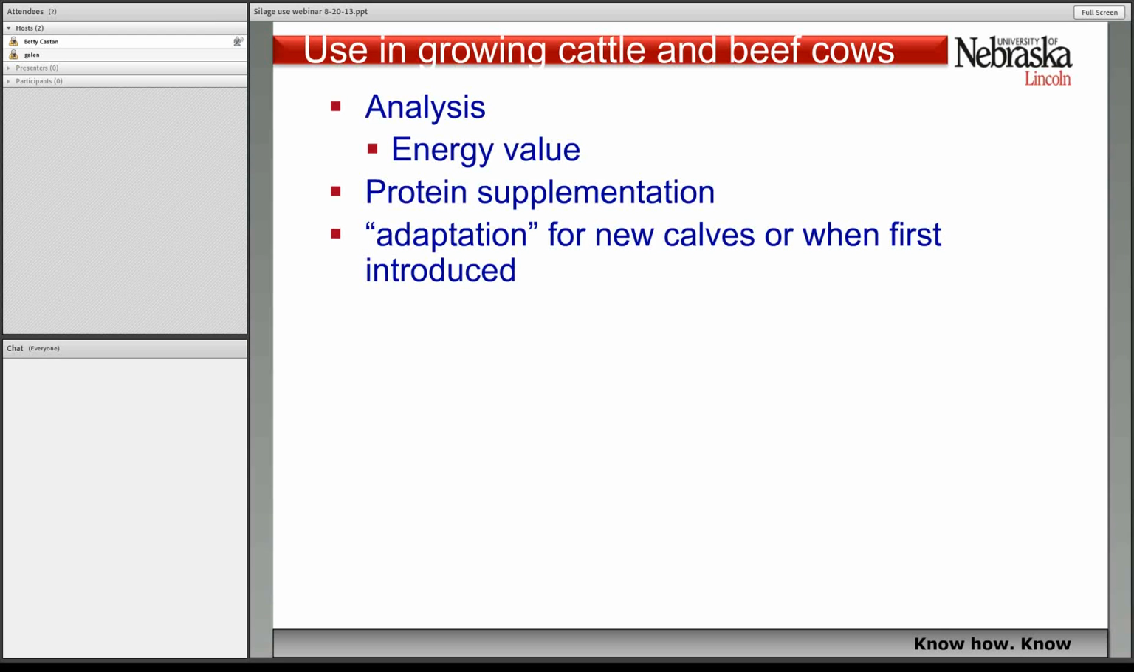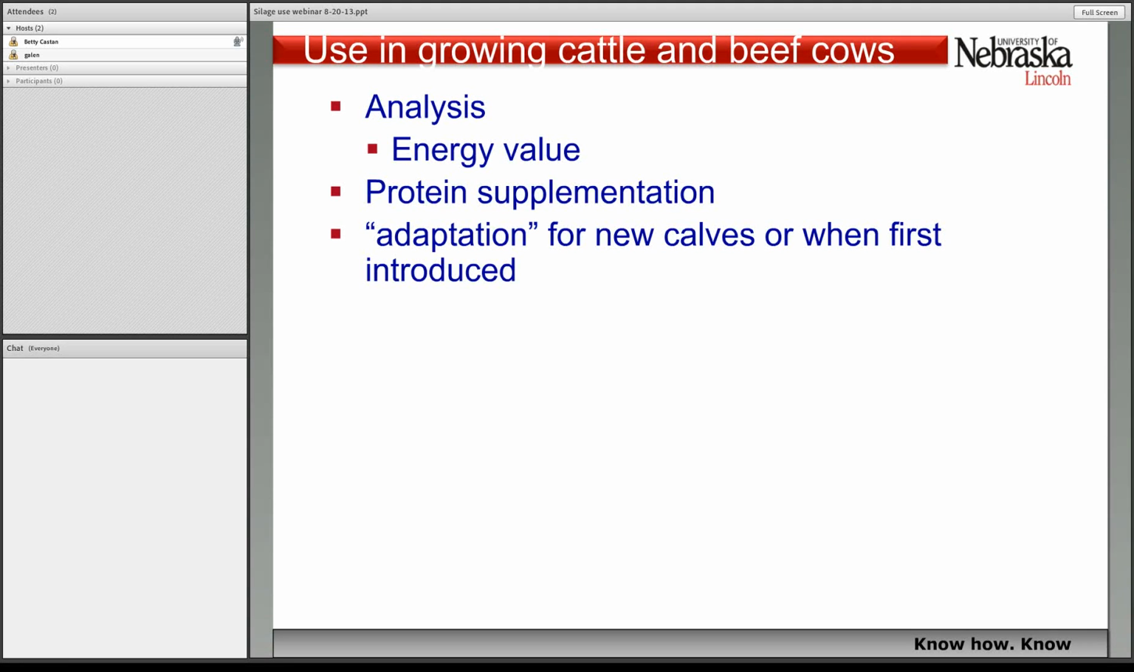Okay. So what I want to do is first talk about growing and finishing cattle, and a little bit about analysis and what the energy value is. I want to mention here that, depending upon the cattle that you're feeding, if it's growing cattle, they're likely going to need protein supplementation if you want to maximize performance. Beef cows may or may not need protein supplementation depending upon the stage of production that they're in.